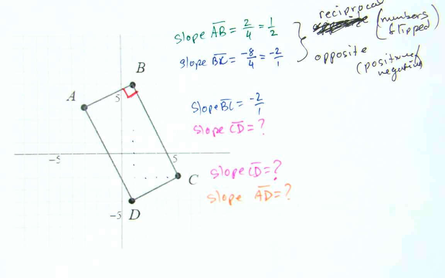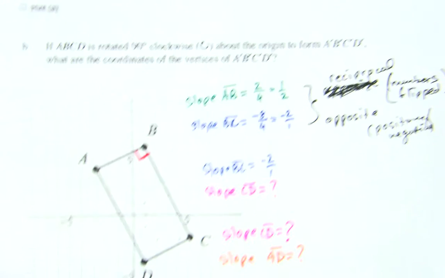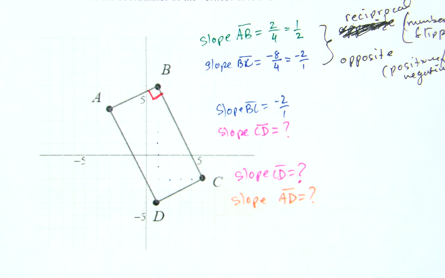So next one, part B says, if ABCD is rotated 90 degrees, was that clockwise? That looks like clockwise, about the origin to form A prime, B prime, C prime, D prime. What are the coordinates of the vertices of A prime, B prime, C prime, D prime? That's part B. I'm going to need tracing paper for this.